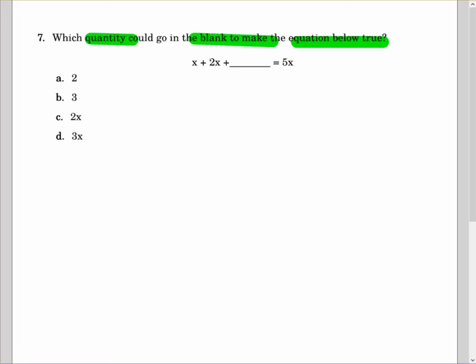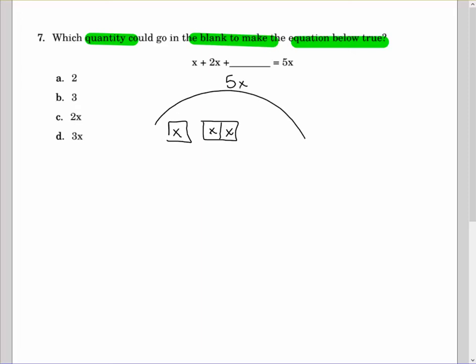All right, so x plus 2x plus something equals 5x. So this question is pretty easy, actually. I'll draw you a picture. If you had an x, and you had 2 more x's, x and x, and you had an unknown amount of x's, you need this to total up to 5 x's, right?